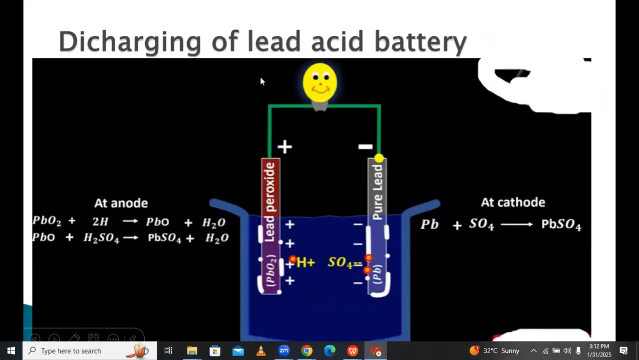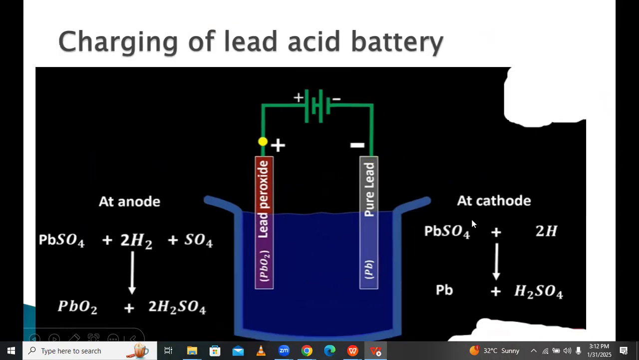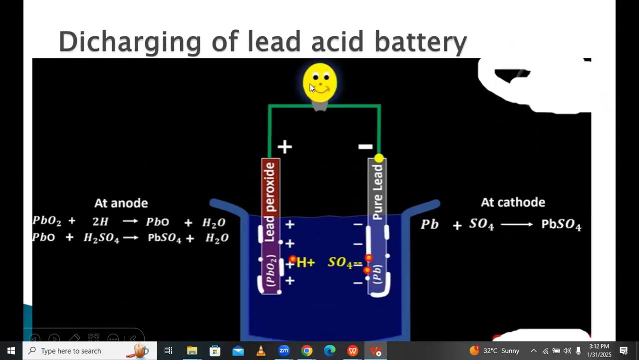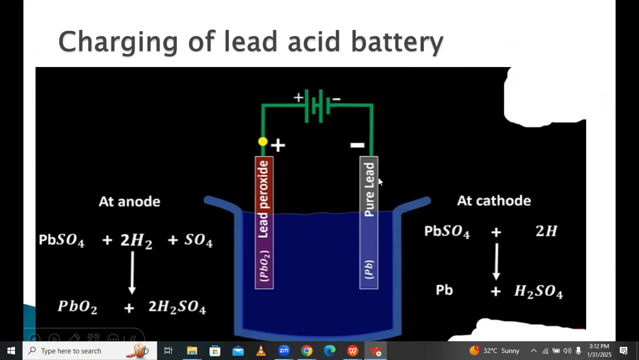Now, the reactions during discharging of a lead acid battery. These are the reactions that take place at the anode side, and these are the reactions at the cathode side. During discharging condition, lead sulfate, PbSO4, concentration increases. During charging condition, H2SO4 concentration increases. When it is connected to the source, it acts as charging. When connected to the load, it acts as a source, discharging. These are the reactions at anode and cathode.